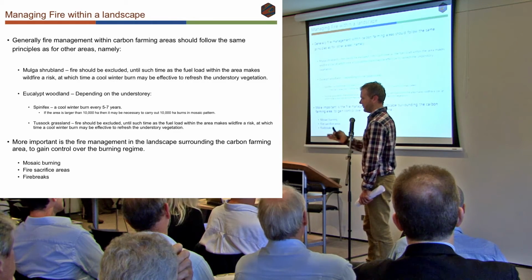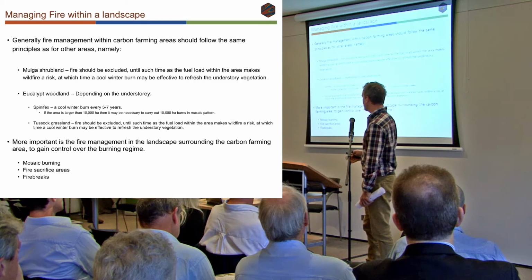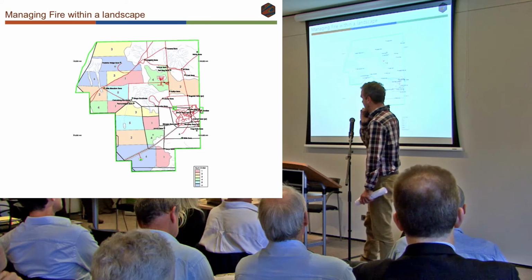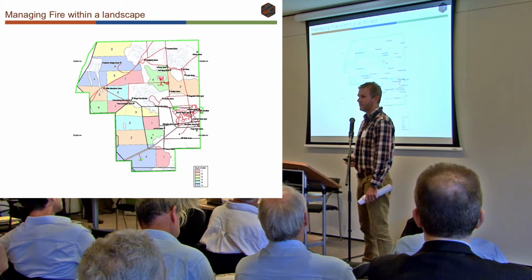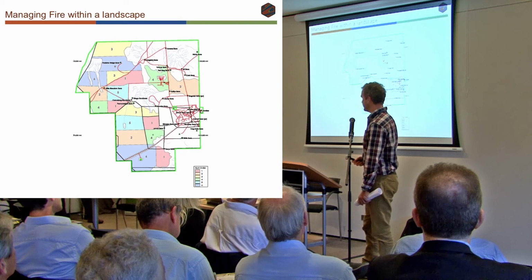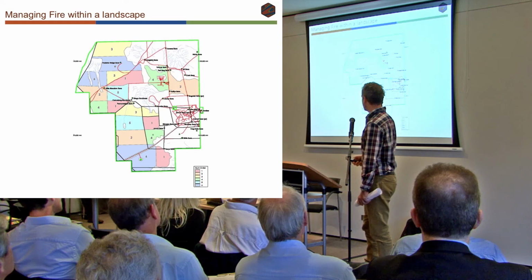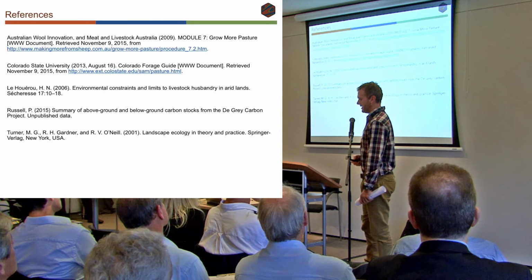So you might look at getting a mosaic burning pattern, putting some fire sacrifice areas around your carbon farming area, or implementing some fire breaks. And again, within Esrim, we go through all of that with you, and we identify, in this case, a mosaic burning pattern that could be implemented on a station, where we identify particular fire management zones, put in a rotation, and map it out according to your landscape. So I'll leave it there, and I've probably rushed.